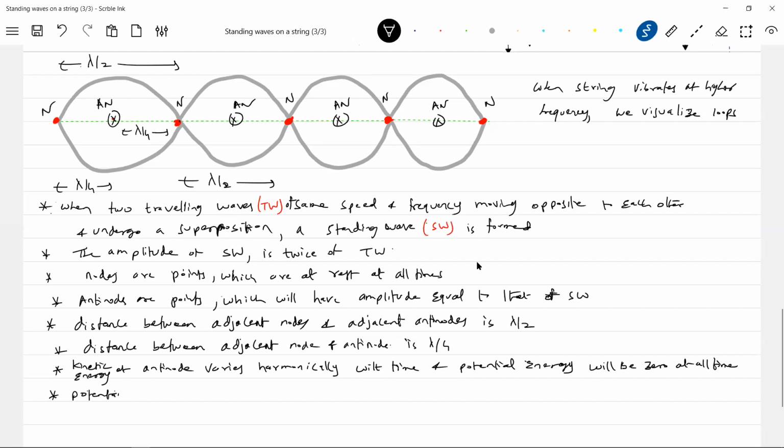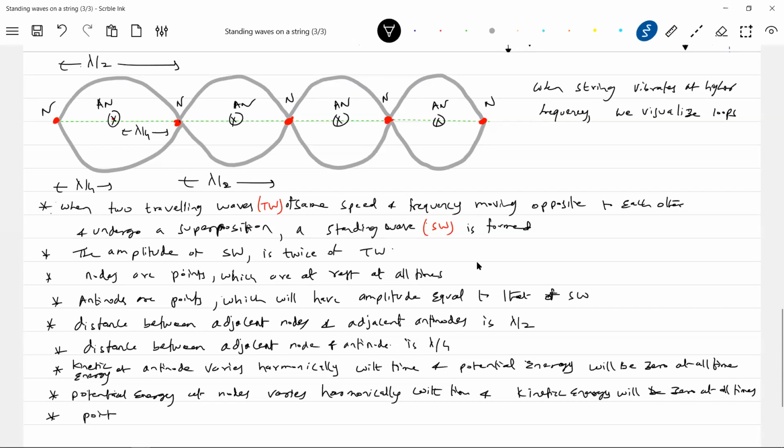Potential energy at node varies harmonically with time, and kinetic energy will be 0 at all times. These are points, the points other than the node. All points executing, I will write, all points excluding node will execute SHM.